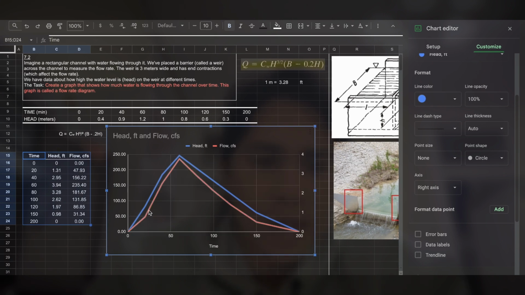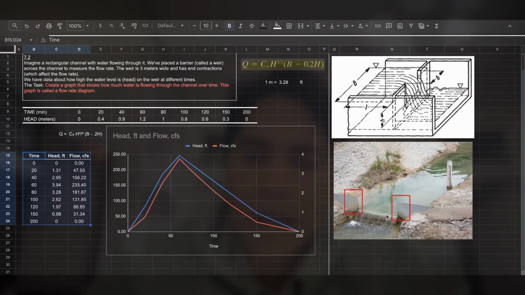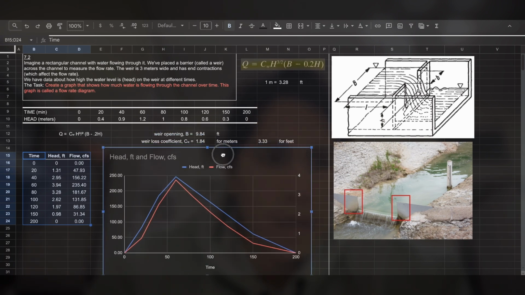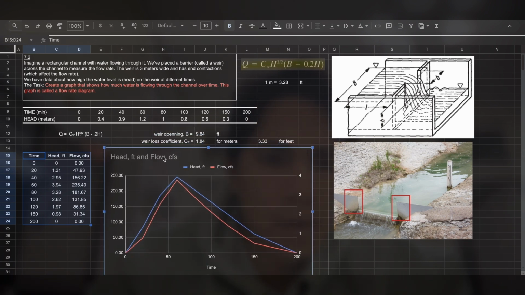So you notice that both follow a similar pattern, and it makes sense that if the head, or the height of the water flowing through the weir, is higher, that means there is more water going through, and they both are related, with a very similar shape. So I believe this is it for this problem.